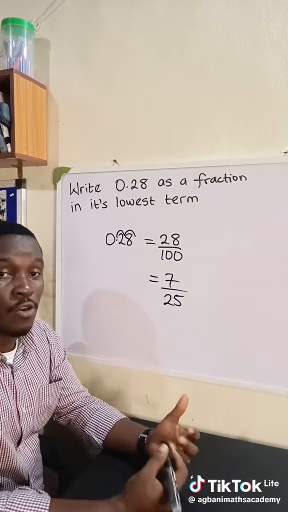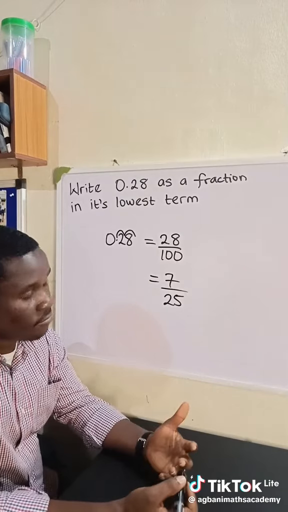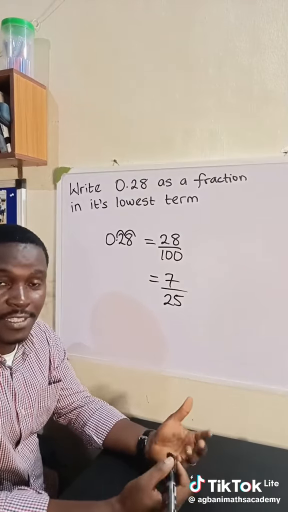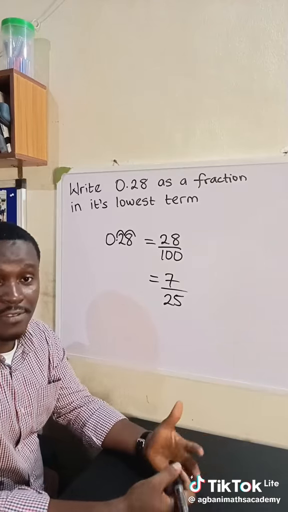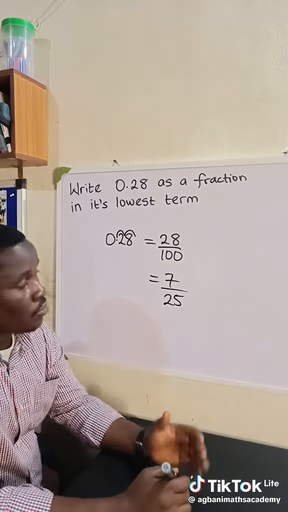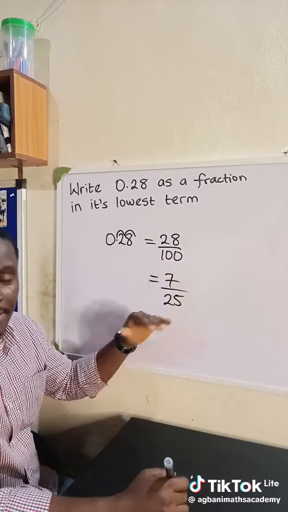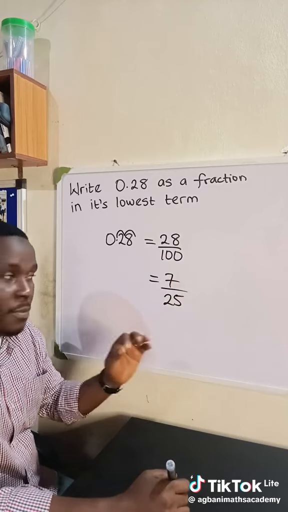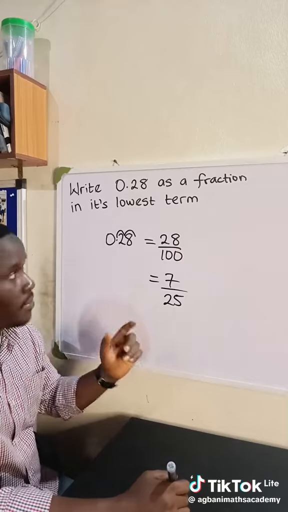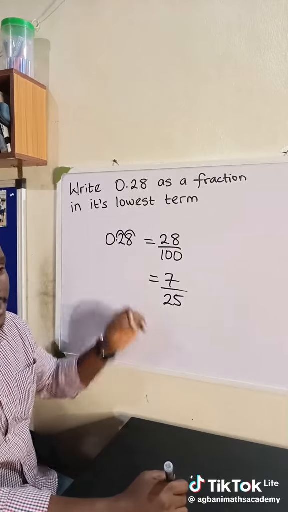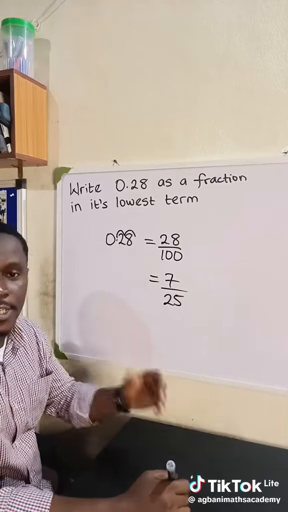Is this the lowest term? For us to know, we're going to ask ourselves, is there any number that can divide both 7 and 25 without leaving a remainder? The answer is no. So since there is no number that can divide both of them without leaving a remainder, that means 7 all over 25 is 0.28 as a fraction in its lowest term.